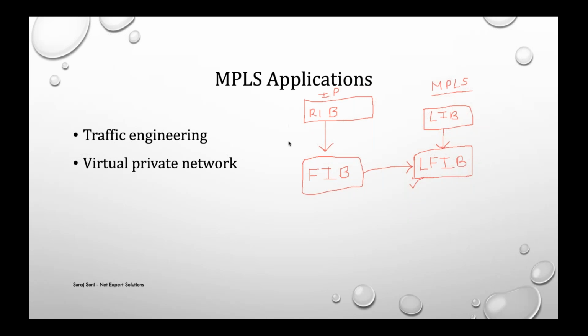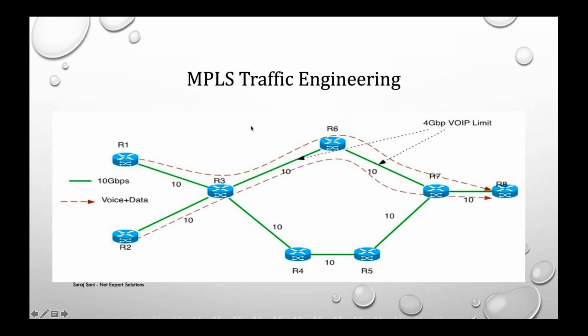So let me explain these in a little more detail. This is one example of traffic engineering. We have this network, where R1 and R2 are two sources, and R8 is the destination. What you can see is the red dotted line, which is a voice and video application. Yesterday I told you voice and video applications require a path with lower latency. But IGP works based on cost. These 10s are actually the costs we can assume.